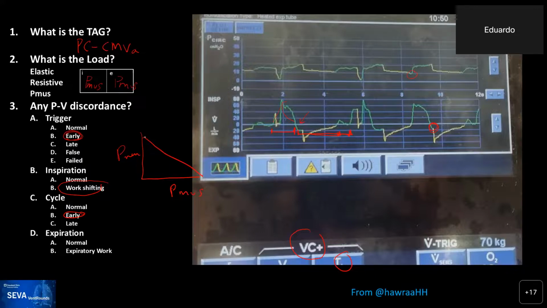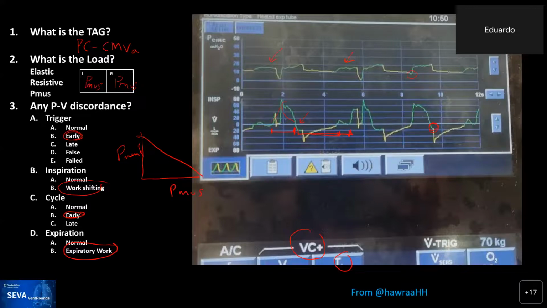All right. So as the PMOS increases, the amount of P vent goes down, and that's what's happening here. There's very little support from the ventilator, and so forth. And then there's evidence of expiratory work. And so what you see here is, in summary, PCC-MBA with evidence of effort during inspiration and expiration, with evidence of an early trigger, work shifting in this mode, early cycle in one of the breaths that occurs here, and then evidence of expiratory work.